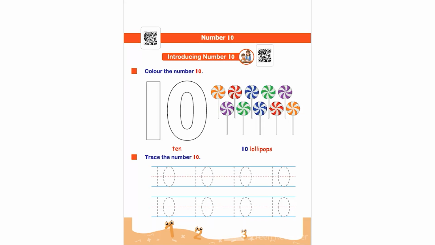Hello everyone. In this worksheet, the topic is number 10. Over here we are introducing the number 10. Color the number 10. So here the child has to first color the number 10. They can use crayons or pencil colors to do the same.